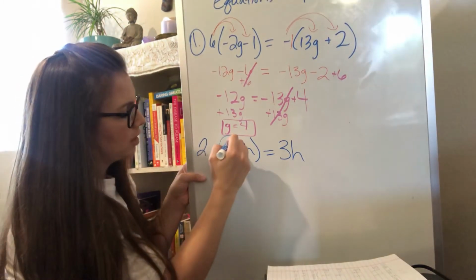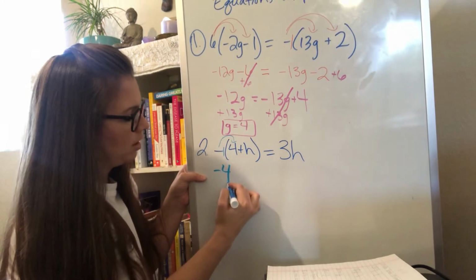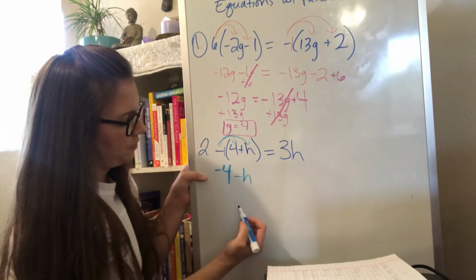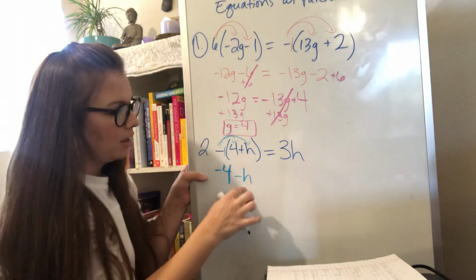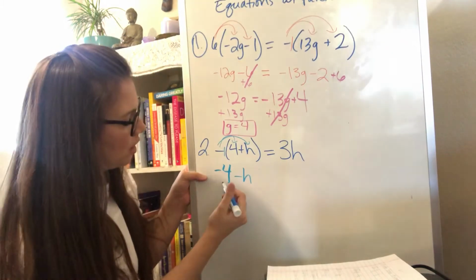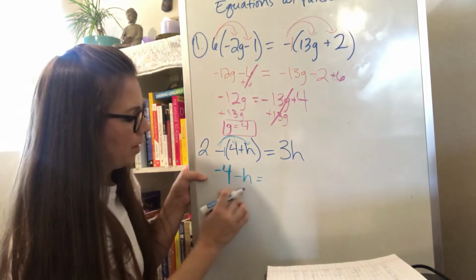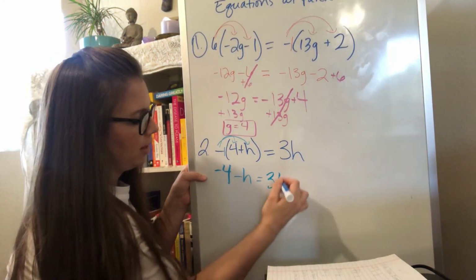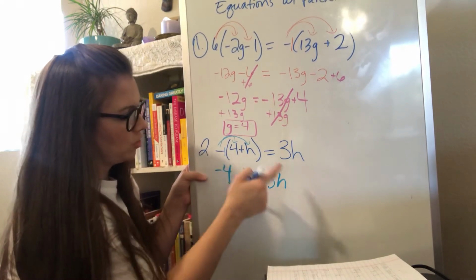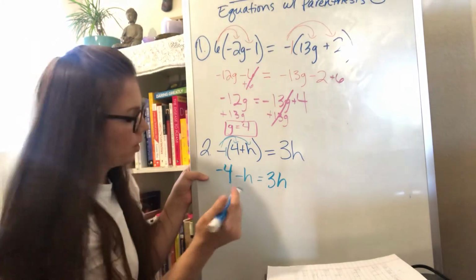So negative 1 times 4 is negative 4. Negative 1 times h is negative h, right? Because we know that variables by themselves have an invisible coefficient of 1. So negative 4 minus h equals 3h. Okay, so I did my parentheses, I distributed, now I just solve it like I would any other equation.